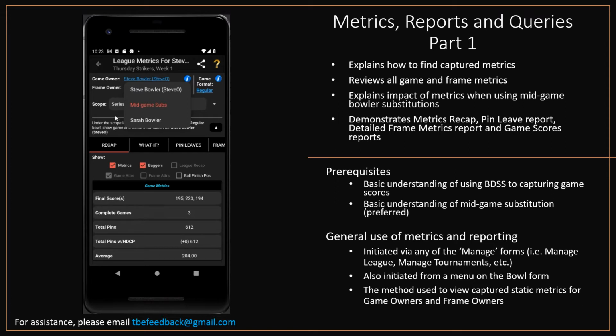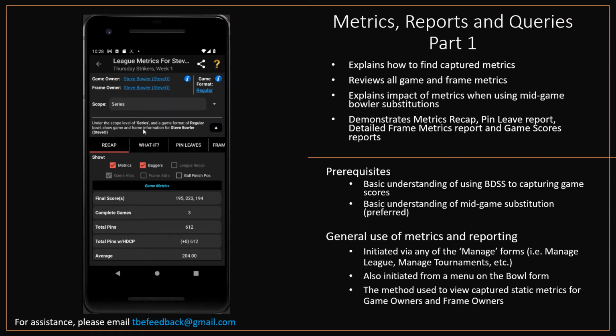So BDSS is telling me that it found that Sarah was a mid-game substitute for Steve at some point in the series. And if I only want to see metrics for the frames that Sarah rolled, I would select her. If I only want to see metrics for the games that Steve rolled, I would select him. So basically, what game owner is telling BDSS is, show me all game metrics in the defined scope for the selected game owner, in this case, Steve. What frame owner is telling BDSS is, show me all the frame metrics in the defined scope for the selected frame owner, who is also Steve right now.